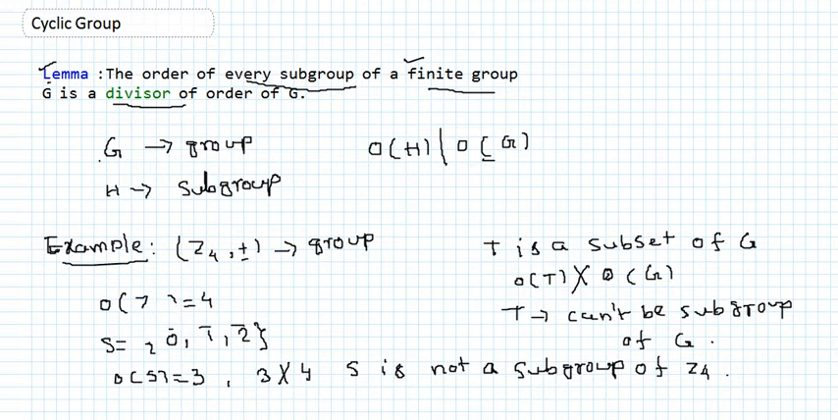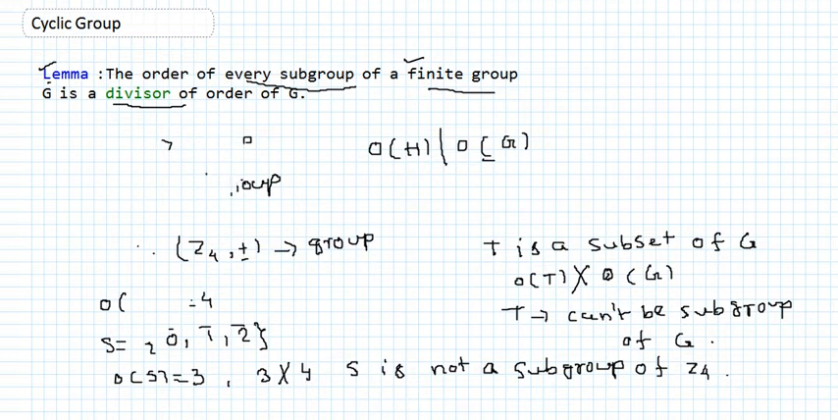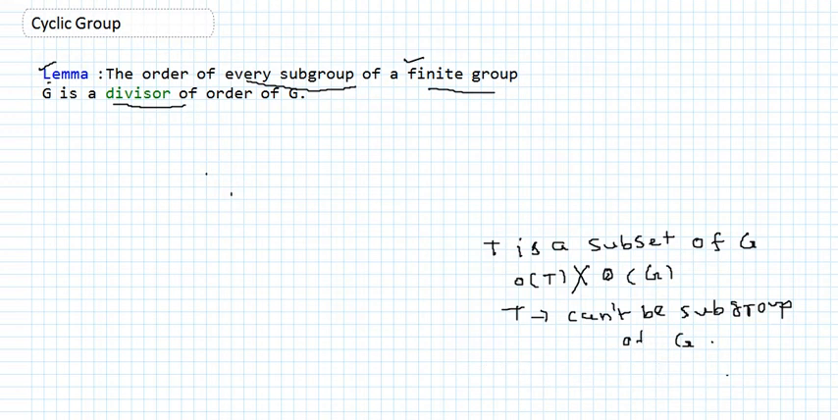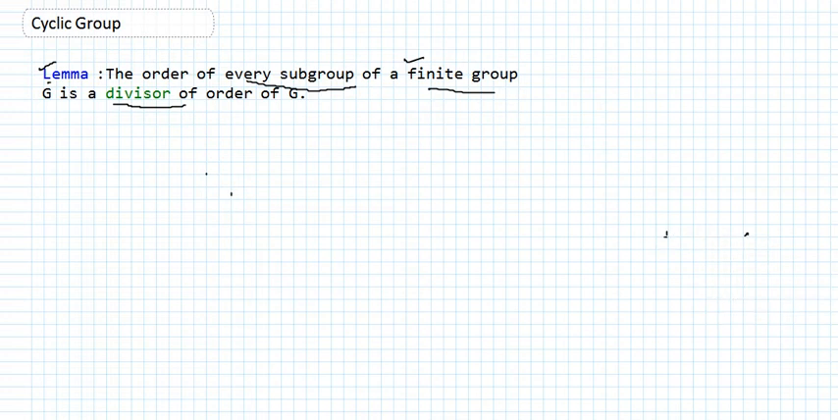Remember that we do not talk about an example now, but the converse statement of the result is not true. Let me write that down. First let me erase this part. What is the converse statement? Can you think about that? What is the converse statement? The converse of the theorem is not true, meaning every divisor of the order of G does not imply that there must be a subgroup of that order.